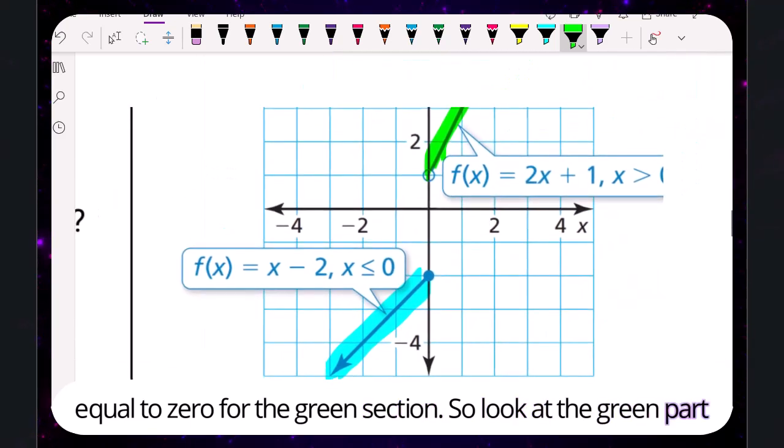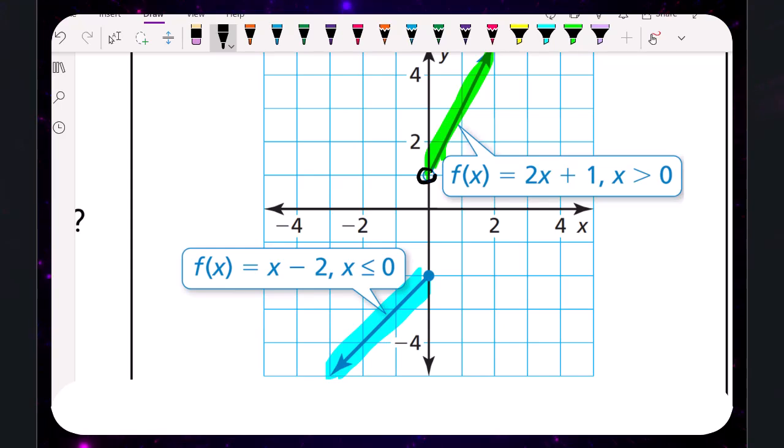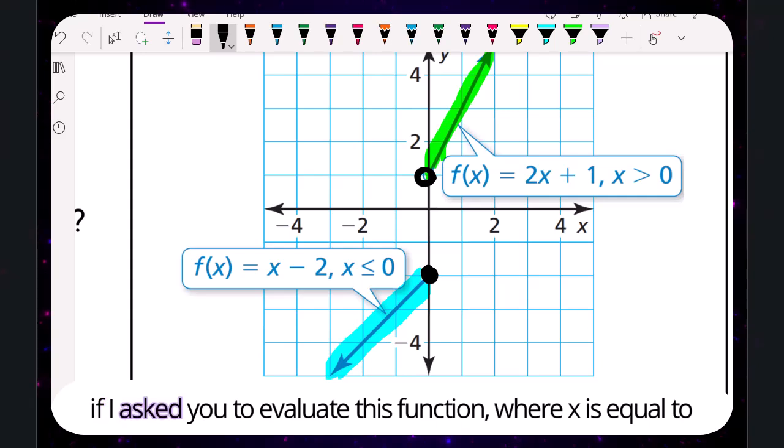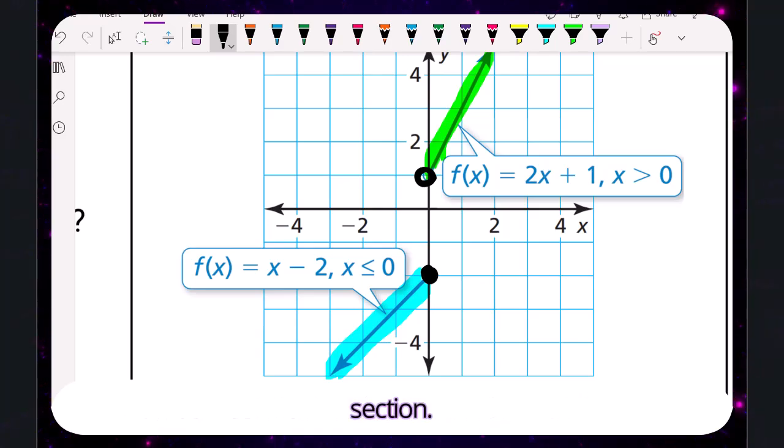So look at the green part right here. See how you've got a hollow point? That means it's not equal to it, and then this one is equal to. So if I asked you to evaluate this function where x is equal to 0, you would look at the blue section, not the green section.